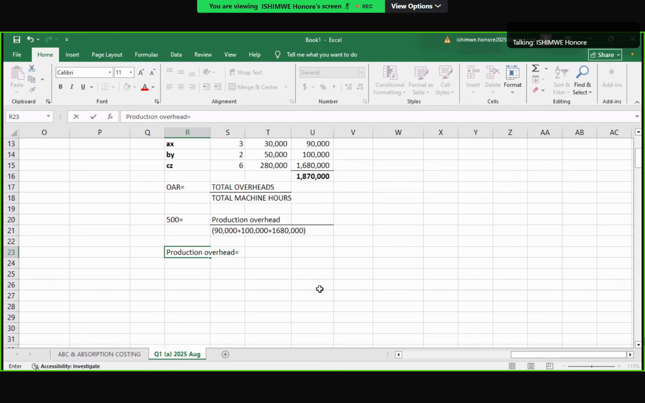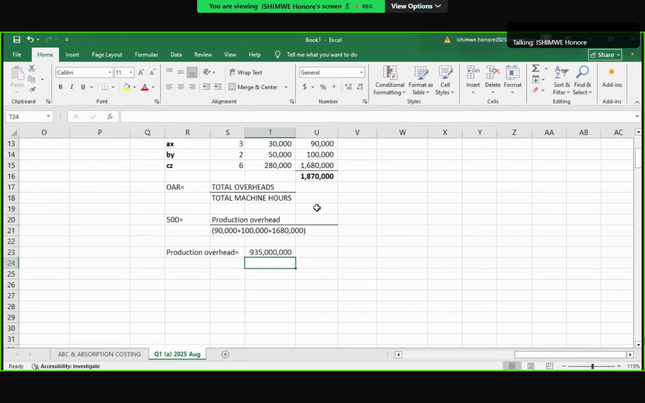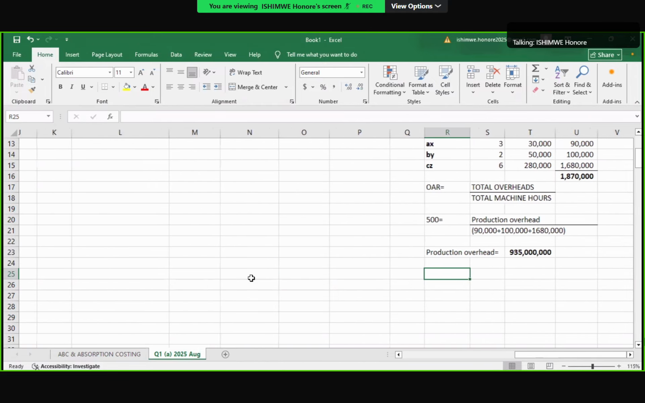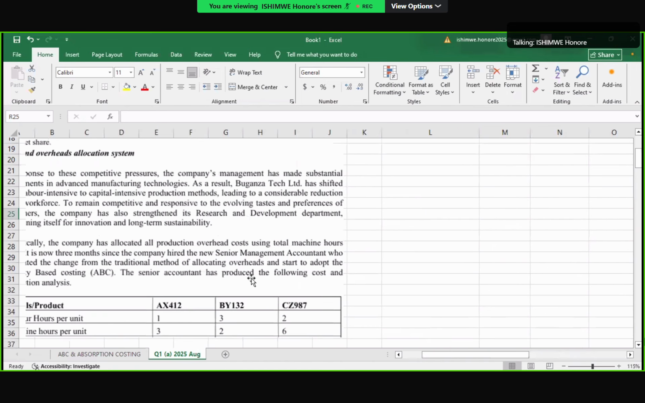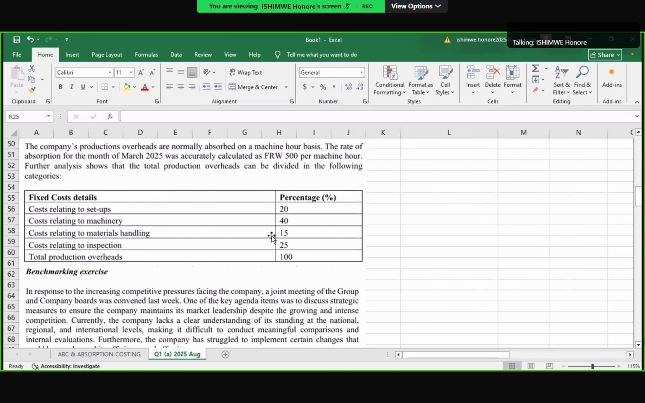I hope you are seeing this. So production overhead is equal to 500. I hope you can see. So total production overhead is 995. We have the costs in percentages: 20, 40, 15 and 25.